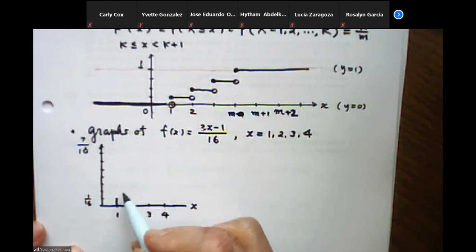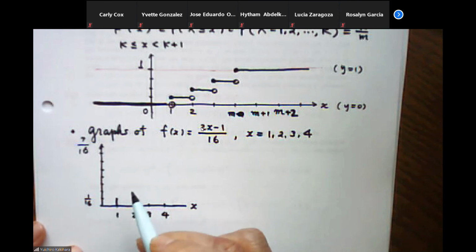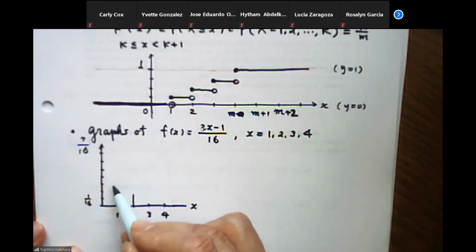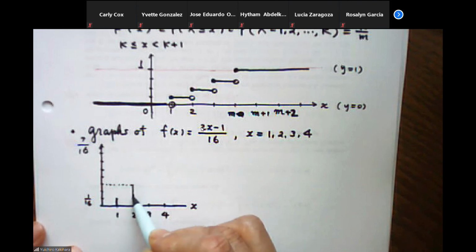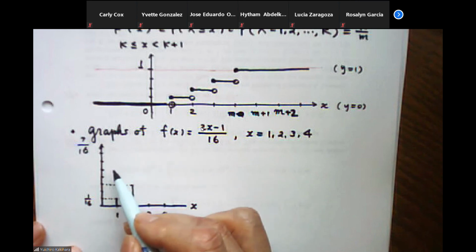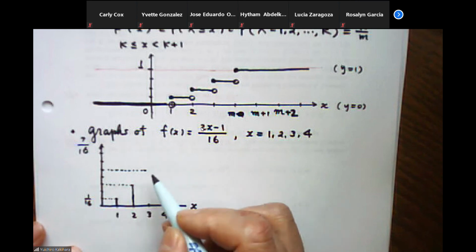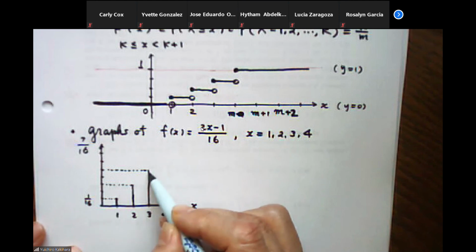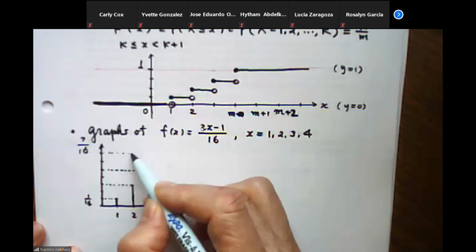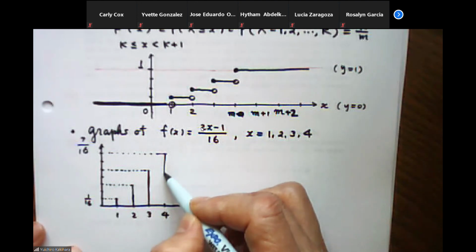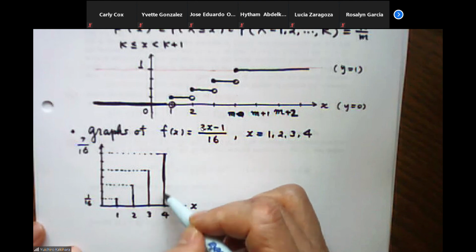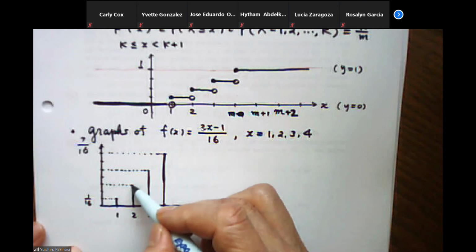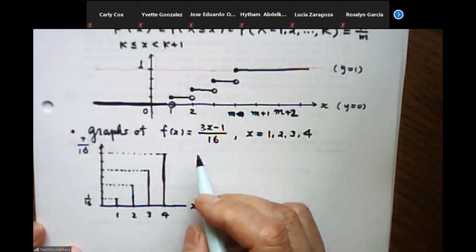So the first one is this. This is the bar from here to here, 0 to this. The second one is 2, so 3 over 16, so it should be somewhere here. This is the graph. The first one is this high. For 3, it's going to be 5 over 16. Okay, so we have a bar from here to here. And for 4, it's going to be 7 over 16, so we have a bar like this. These are the bars. This is a bar graph.